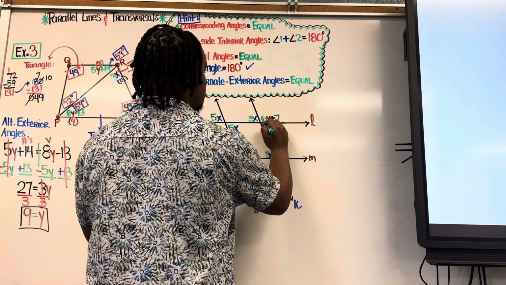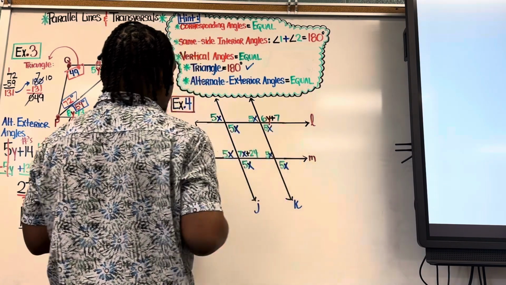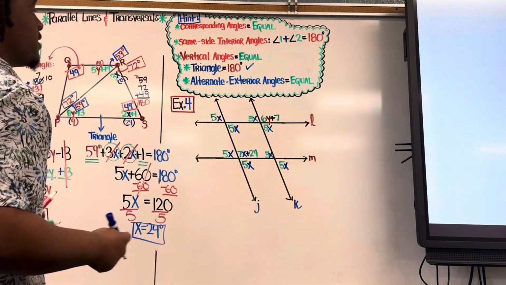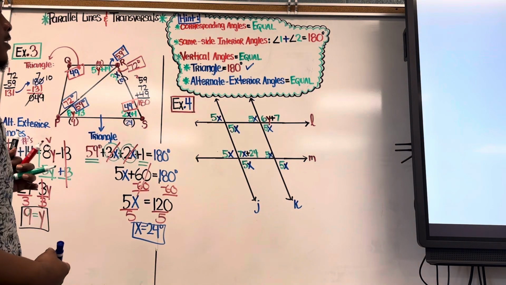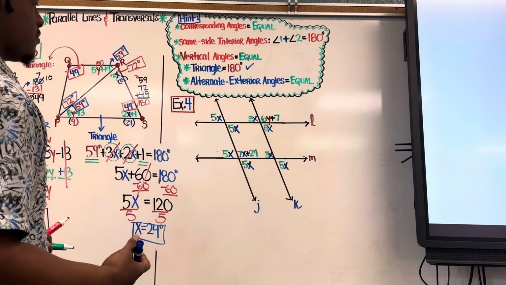If you notice, in parallel lines and transversals, there are going to be a lot of angles that are going to be equal in size, because they're either corresponding, or they're vertical, or they're alternate exterior. They're going to be equal in size.